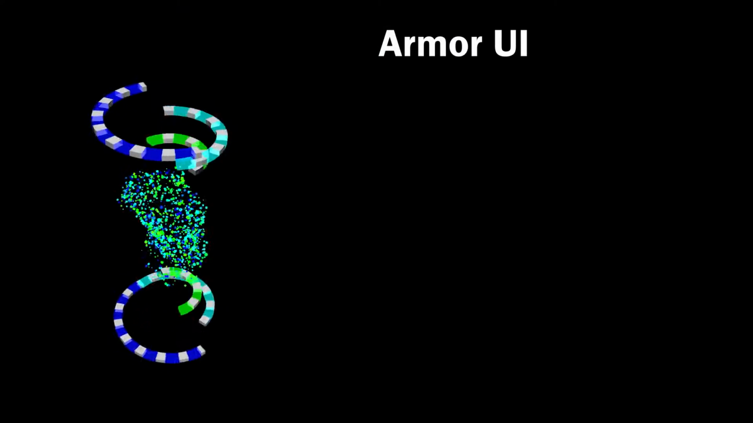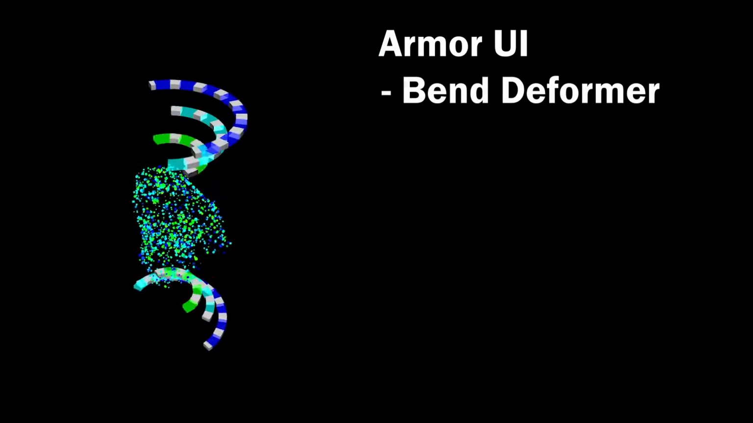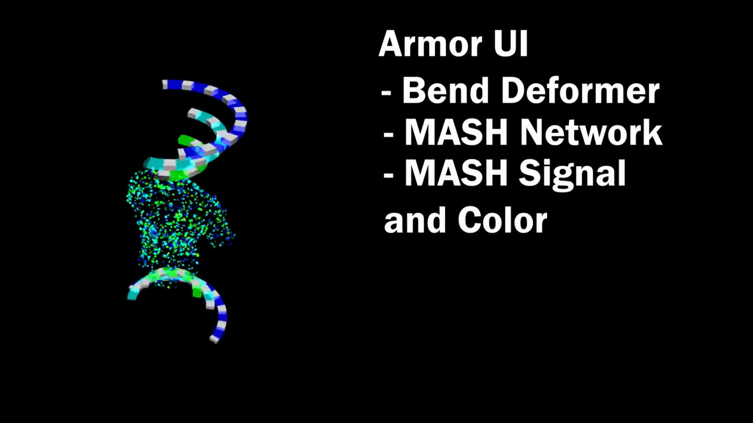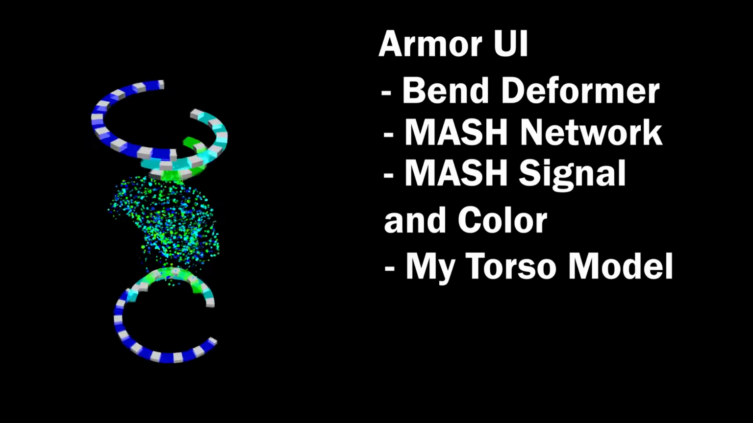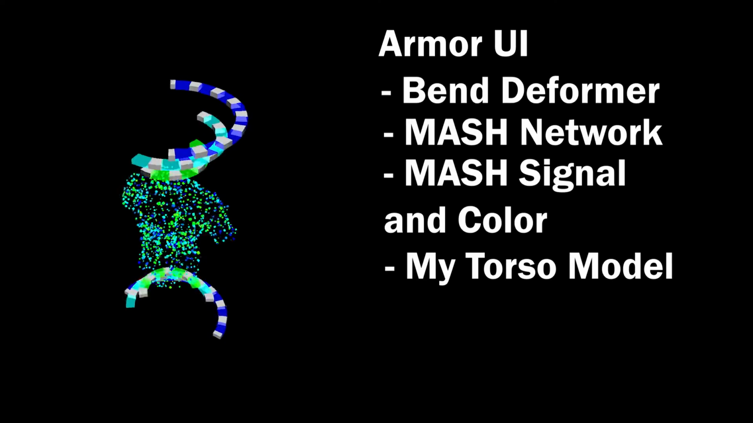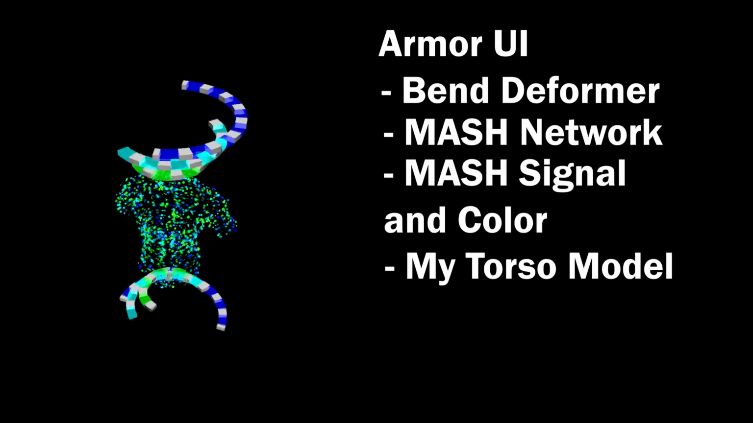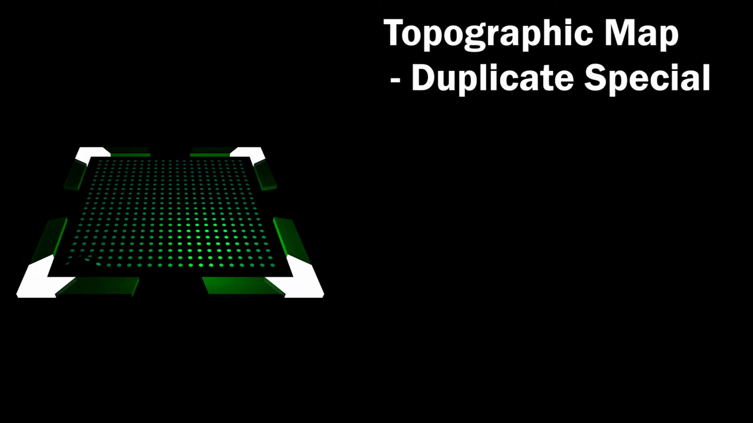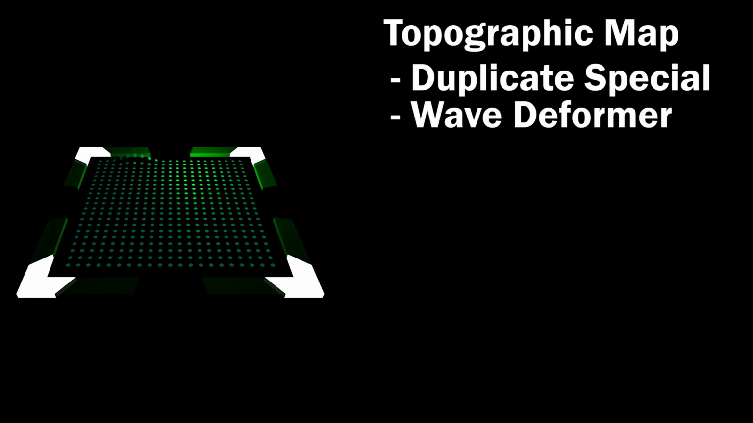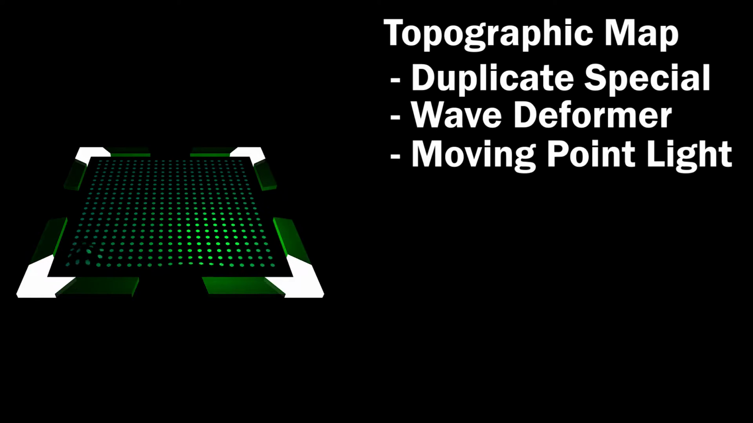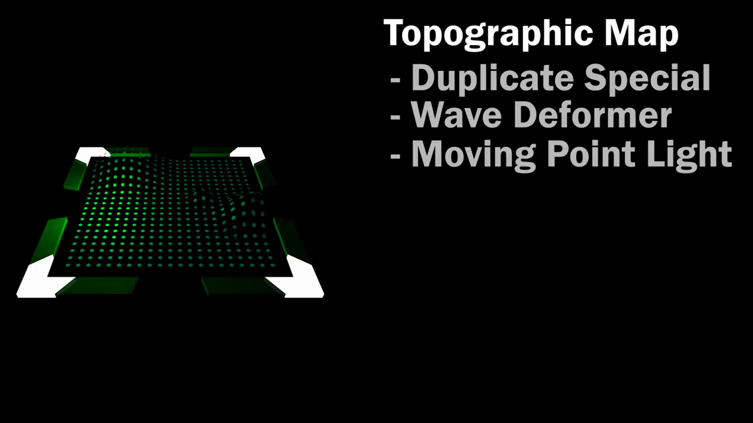So here I'm just going to be going over some of the UI I've used. This is an armor UI I created using some bend deformers for the halos and mesh networked around my torso mesh to create a pretty cool armor heads up. This is a topographic map. I created it using some wave deformers to create like mounds that could be mountains, and I use a moving point light to just give some shine to it.